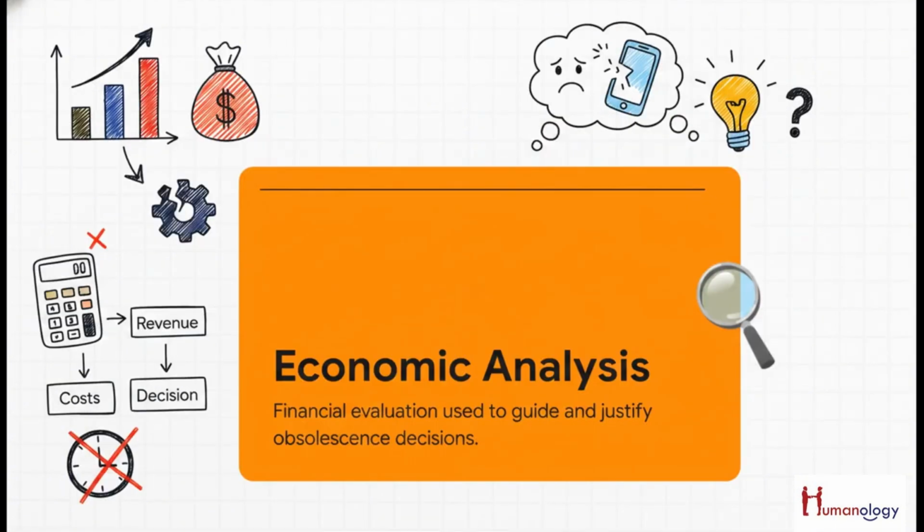To take the raw emotion out of saying goodbye to a beloved product, teams must rely strictly on economic analysis. This is the objective financial evaluation you use to guide and justify obsolescence decisions. You just have to look at the hard, cold math. For example, if you're spending $100,000 a year on legacy server upkeep and dedicated support staff, but that product is only bringing in $80,000 in legacy subscriptions, well, your sentimentality is literally costing you $20 grand a year. The numbers simply have to drive the final decision.